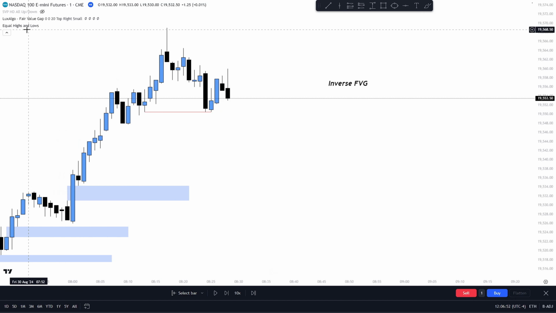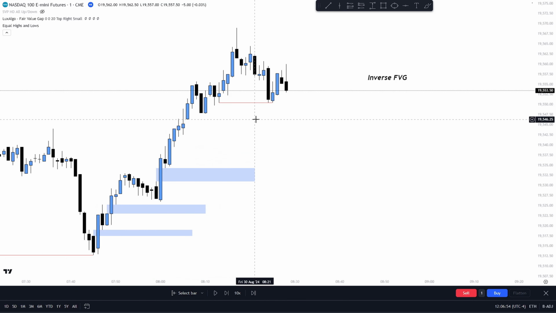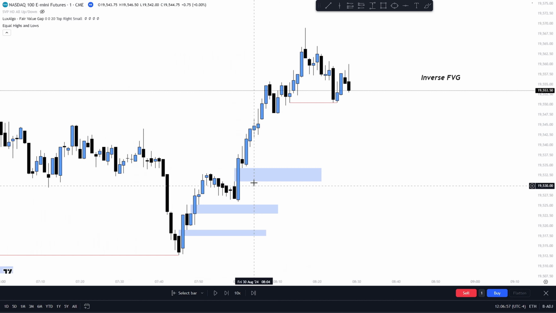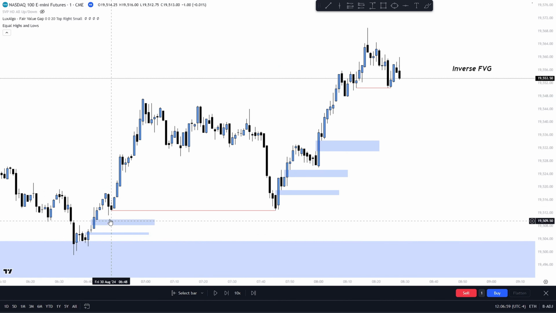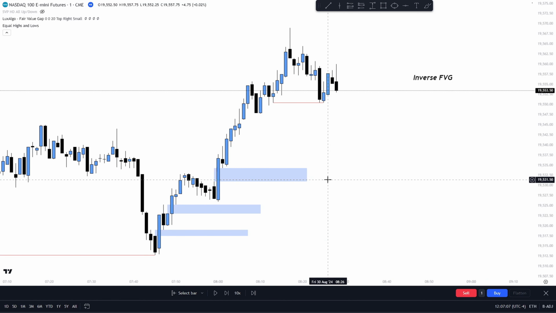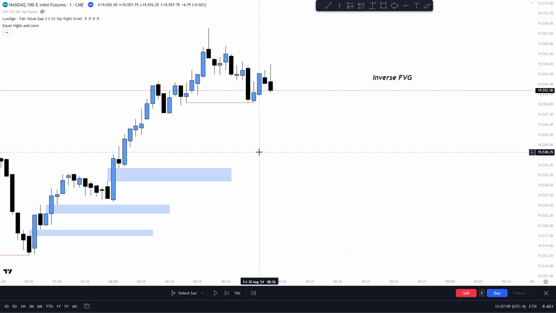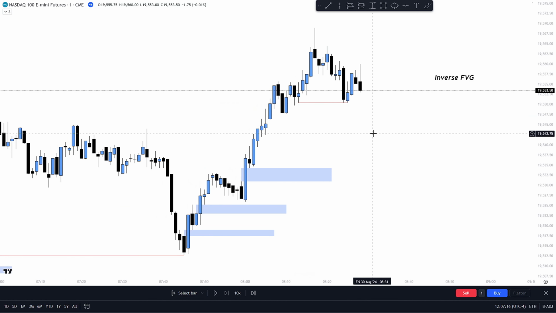Equal highs and equal lows are quite straightforward. Once price has come down or gone up, it will make equal lows or equal highs. Essentially, it is a very strong draw on liquidity. Especially with this strategy, it is very useful and comes in handy. Okay, so that's all done.